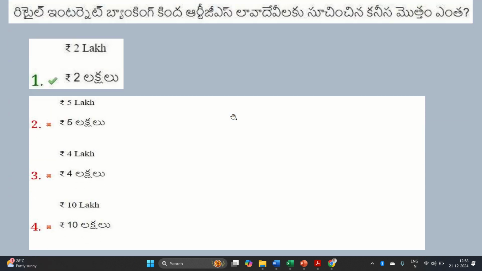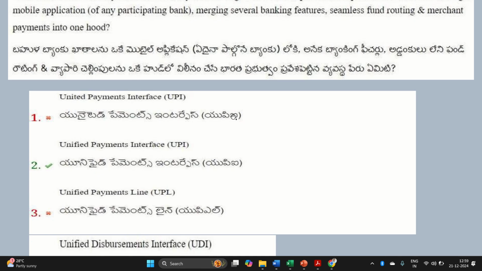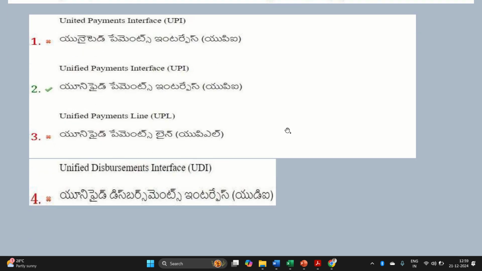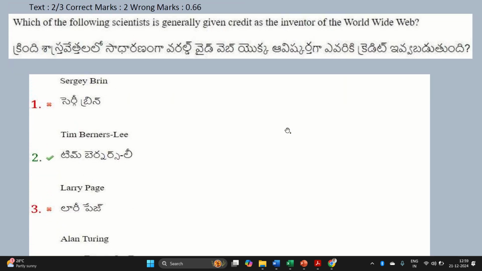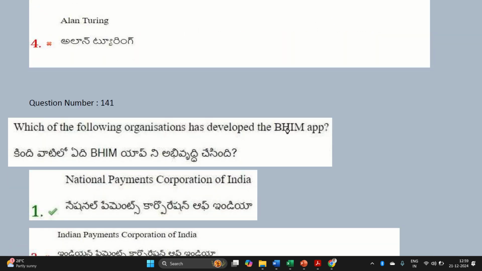RTGS transaction limit is 2 lakhs before. And what is the name of the system introduced by the Indian government that powers multiple bank accounts into a single mobile application of any participating bank, merging several banking features, seamless fund routing, and merchant payment into one code? It's called UPI, Unified Payment Interface. WWW, World Wide Web. The inventor of WWW is Tim Berners-Lee.